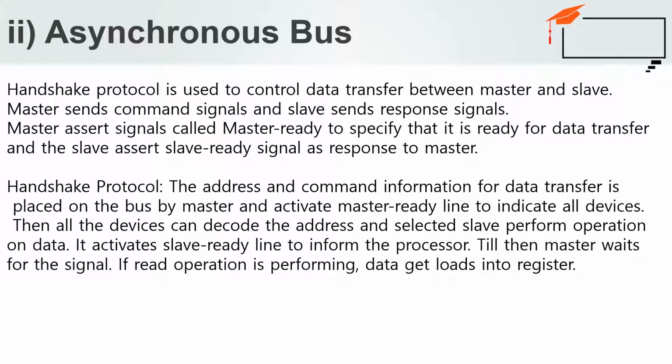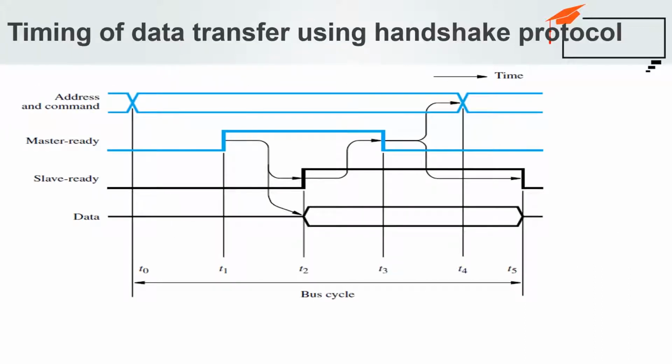Handshake protocol. The address and command information for data transfer is placed on the bus by the master, which activates the master ready line to indicate to all devices. Then all the devices can decode the address, and the selected slave performs the operation on data. It activates the slave ready line to inform the processor. Till then, the master waits for the signal. If a read operation is being performed, data gets loaded into a register. The timing of data transfer using the handshake protocol is explained below.